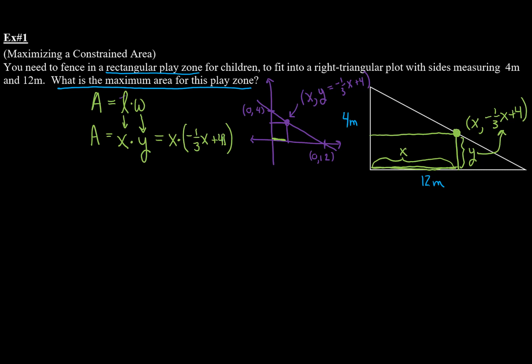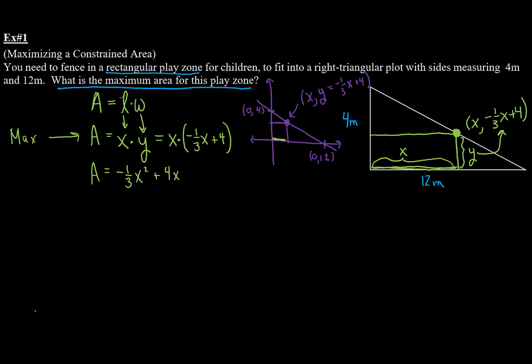I don't know why I can't write a 4. Come on, pen. Yeah, third time's the charm. Okay, so we need to maximize area when the area is equal to, I'm going to write it in simplest form, negative 1/3 x squared plus 4x.